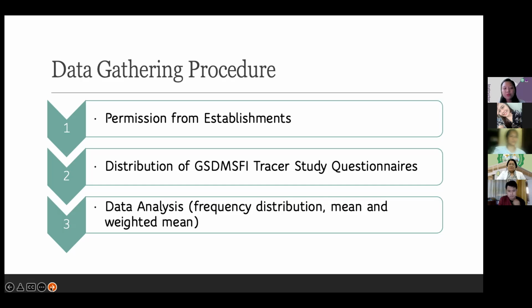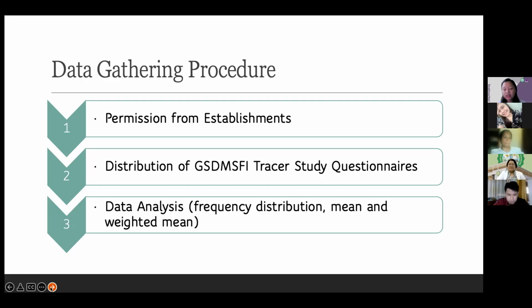When it comes to distribution, we could also utilize our Messenger, or we can also utilize the group chat of the GSDMSFI alumni. At the same time, we could also tap the batch presidents so that they could distribute the questionnaire to their fellow alumni. Next, we have the data analysis.